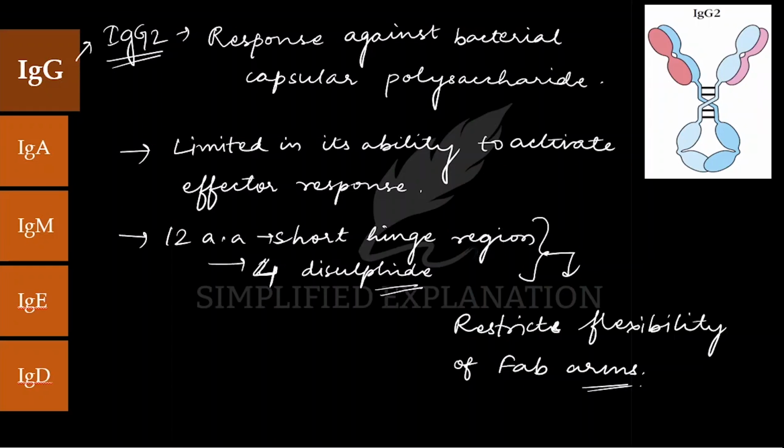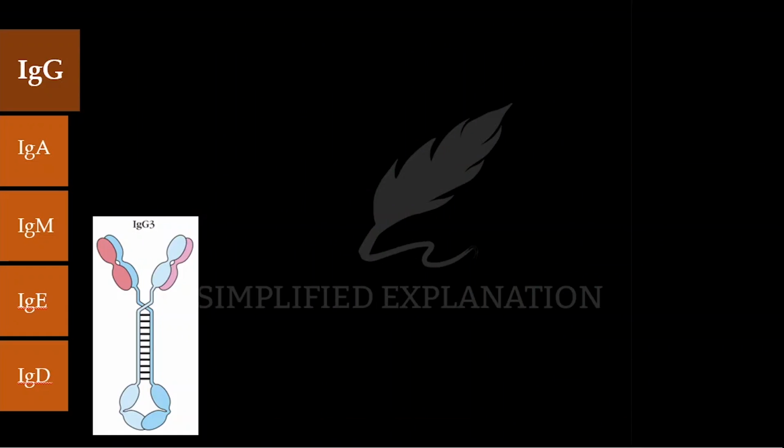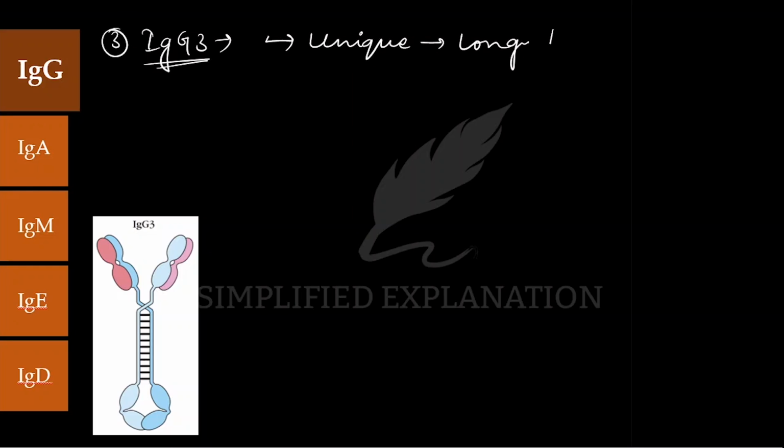Next, moving to the next type of IgG, that is IgG3. Now, as we know, it is present in a very small percentage of circulating IgG, and the main feature of this is that in the diagram we can see it has a long hinge region. In IgG2 we have seen that it had a short hinge region and 4 disulfide bonds.